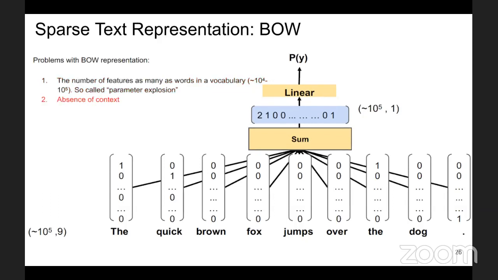Also, there is an absence of context, meaning you are providing one for each word wherever that word is present. Okay, but look at this sentence only: the fox is brown, right? So what is brown? The fox is brown.